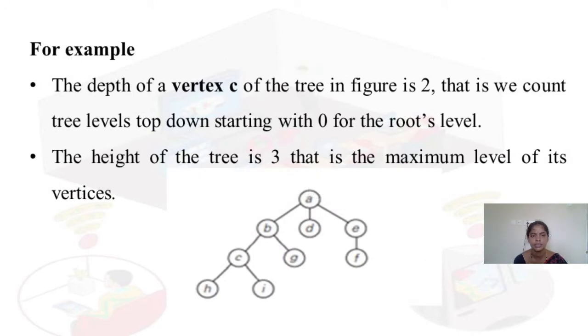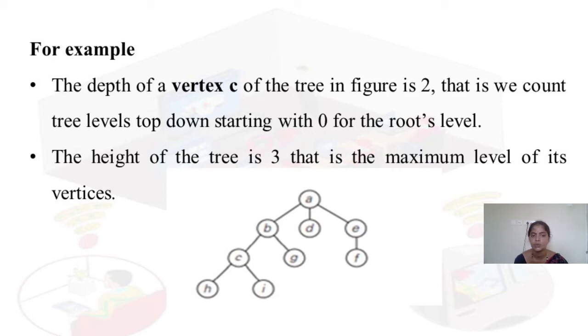The same tree is illustrated here to show the depth and the height of a tree. Depth of a vertex C. You can take any vertex. Here, if you take the depth of vertex C, what is the depth of a vertex in a tree? It is the simple path length taken from the root to that vertex. So the depth of vertex C of the tree in the figure is 2.